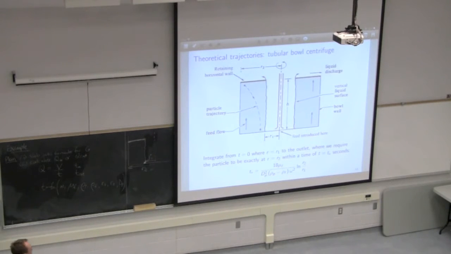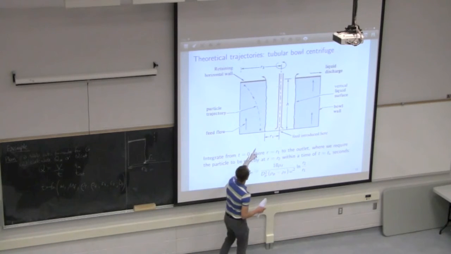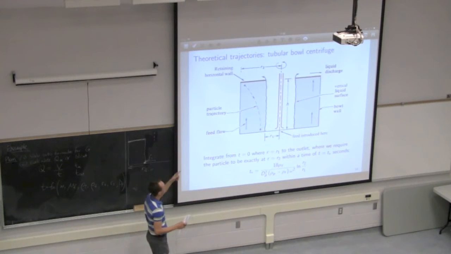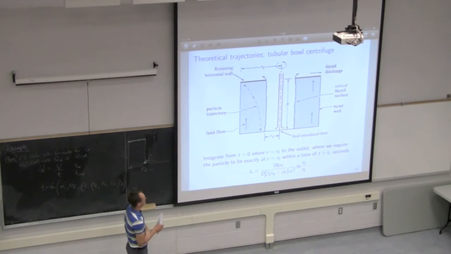varies as a function of its radial position. So the further that particle moves from the center line, the greater the force experienced. So that particle will start to move faster and faster as it gets further and further out.